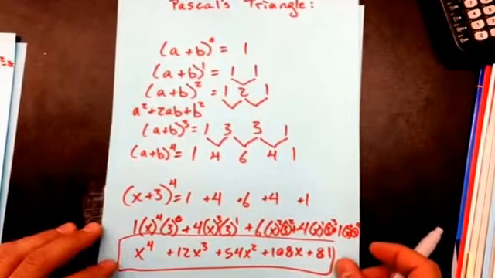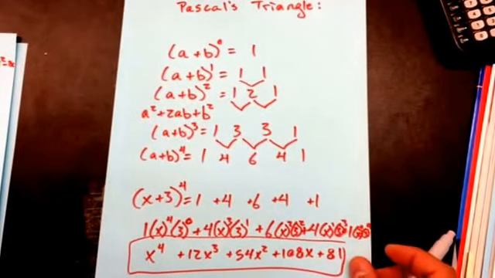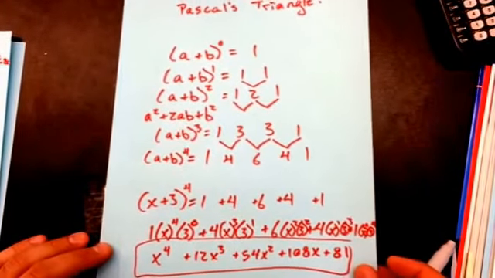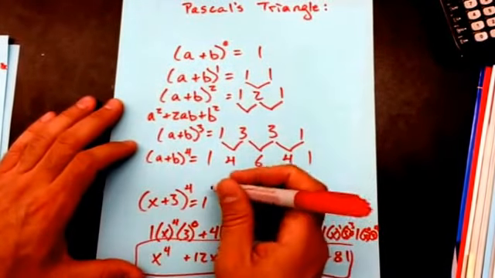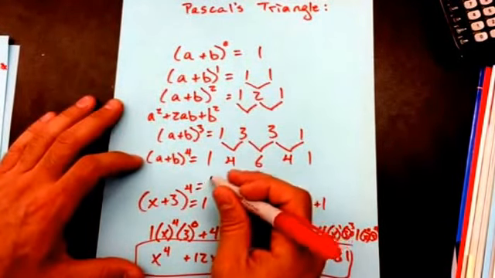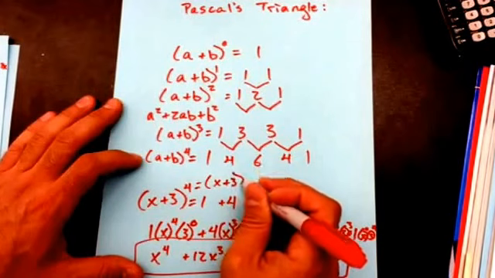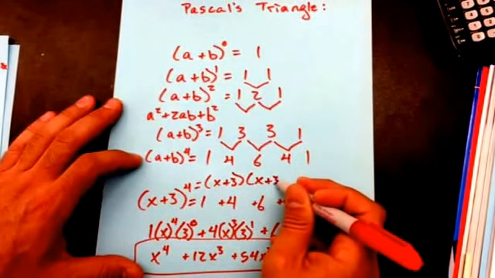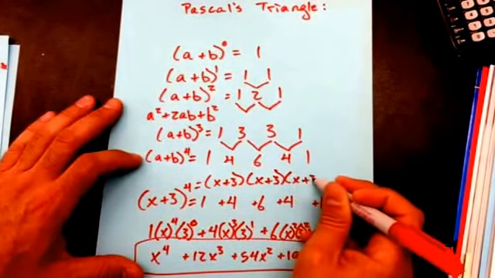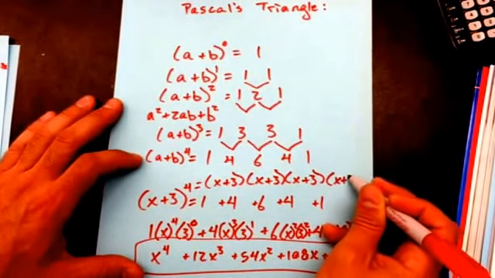Okay, the other way that you could do this, and it is kind of hard, is you would expand it out. x plus 3 to the power of 4 is the same thing as x plus 3 times x plus 3 times x plus 3 times x plus 3.